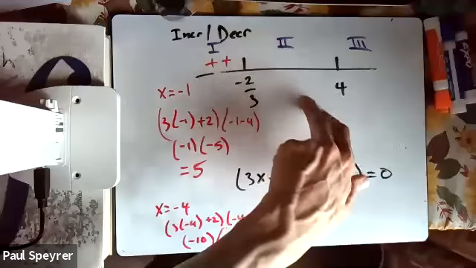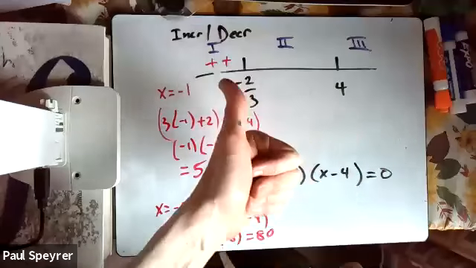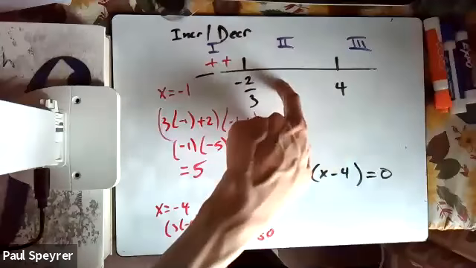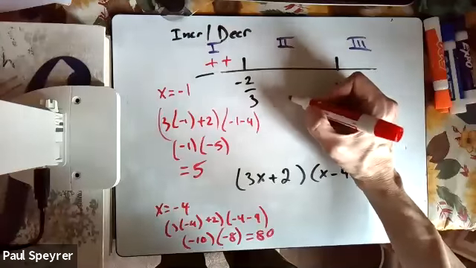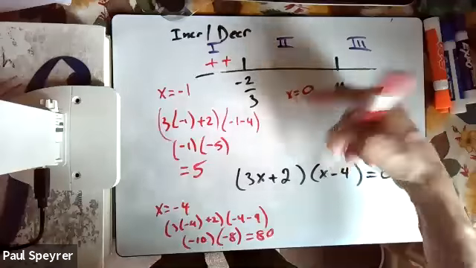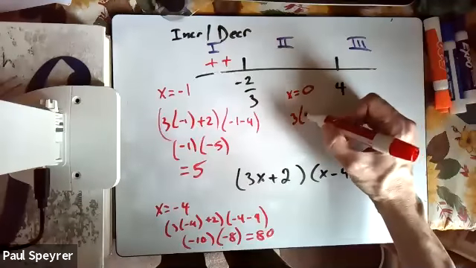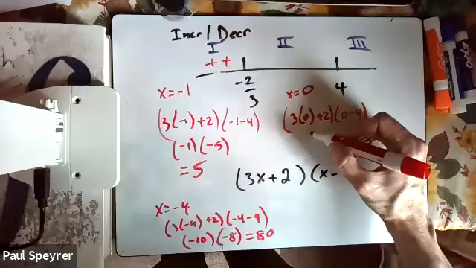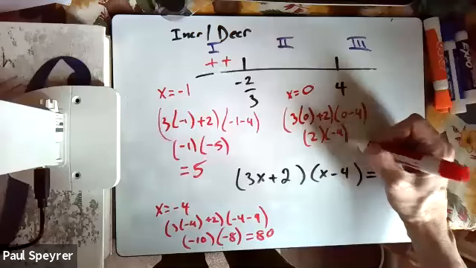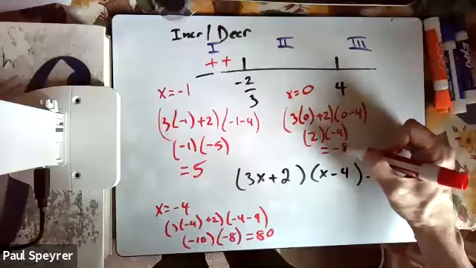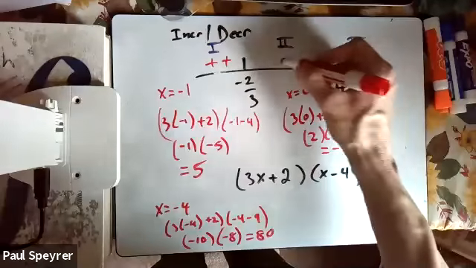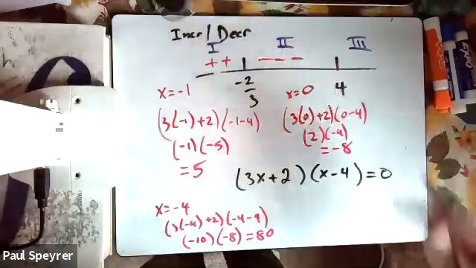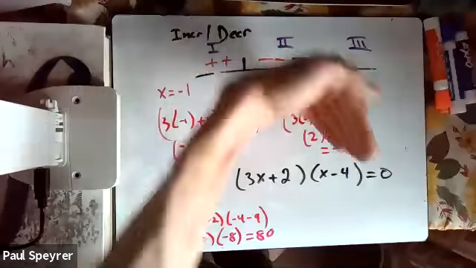Now, we need to test something in the second region. You could test 0, 1, 2, 3. You could test 3.999, right? Because that still lies within the second region. But the easiest is 0, right? So this is 3 times 0 plus 2. 0 minus 4. Well, you get 2 times -4. Positive times a negative is a negative, right? Again, you just care about the sign. It's negative. So we know that in the second region, it's decreasing, or your line would be going down.